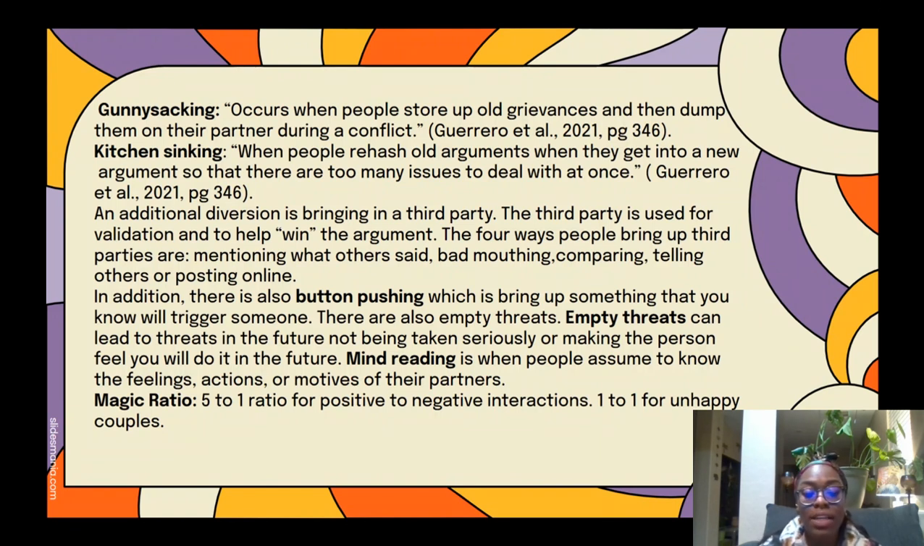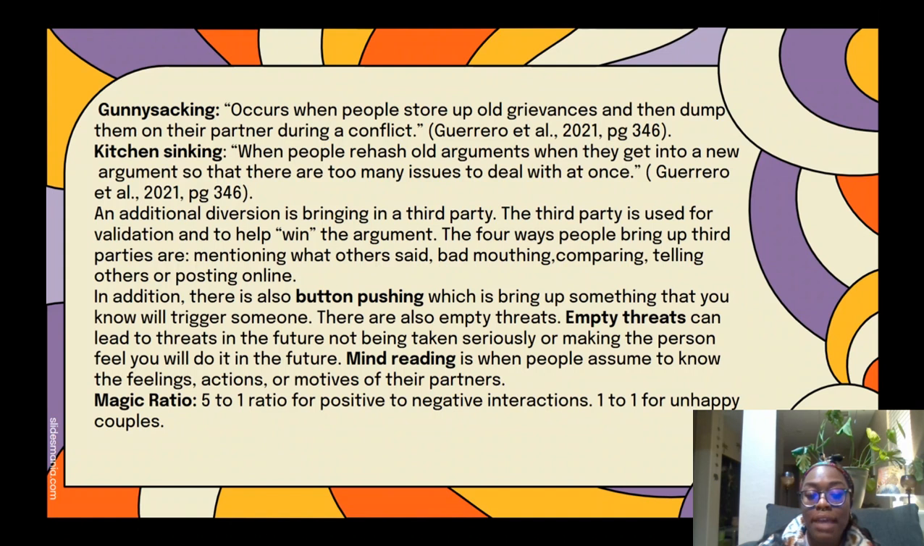In addition to that, there is also button pushing, which is bringing up a sore subject, which is going to make someone triggered. Which is also, like I said, a manipulation tactic. And then there are also empty threats. Empty threats to me are threats that in the future might not be taken seriously or make the person paranoid. If I threaten to break up with my boyfriend and I don't do it, either he could see that as me lying and not going to do it ever and just saying that to kind of make him scared. Or it could make him paranoid and make him worry, if every time we argue, am I going to break up with him? Is that going to happen?